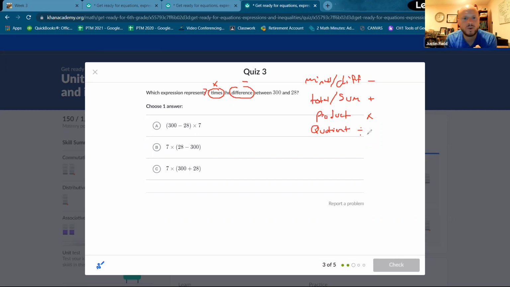Okay, so we want to represent 7 times the difference between. Okay, so we want to find the difference and then multiply by 7. So that would be A. Yeah, this one doesn't work because 28 minus 300 is a negative number. This one has an addition sign.